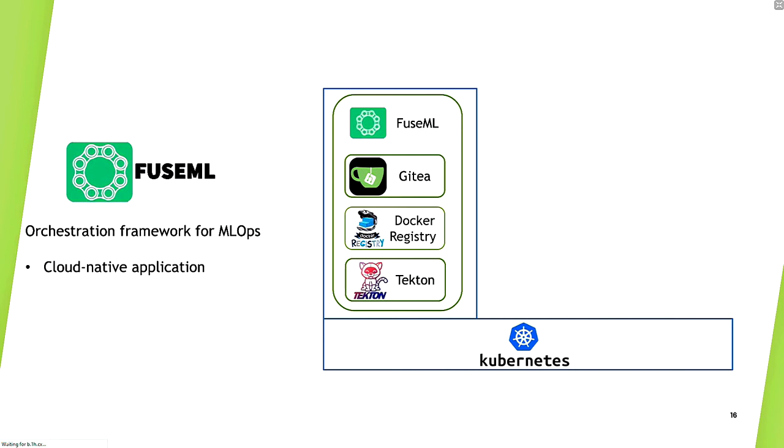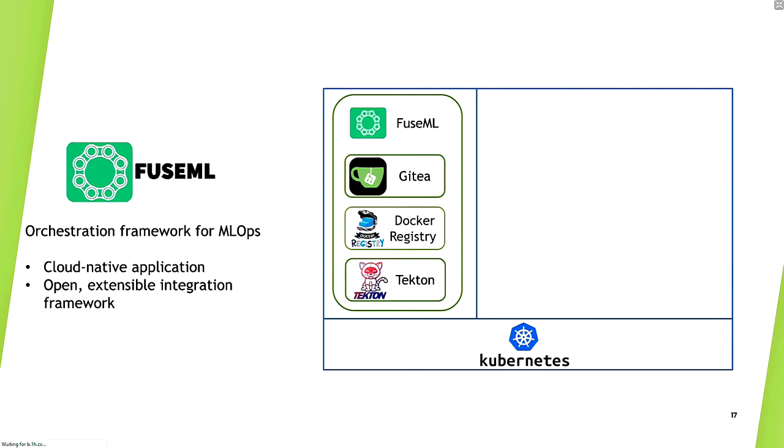So FuseML is a cloud-native application. Nothing really special about that. That just means that it can be installed in any Kubernetes cluster. It will install, aside from the core service, also some built-in components that provide features that are fundamental to the machine learning workflow. It is a Git repository, a Git server. That's where all the machine learning code ends up being stored and versioned. With Docker registry, we use it to store all the container images that we build and use as components in the automated pipelines. And Tekton, of course, is the pipeline engine.